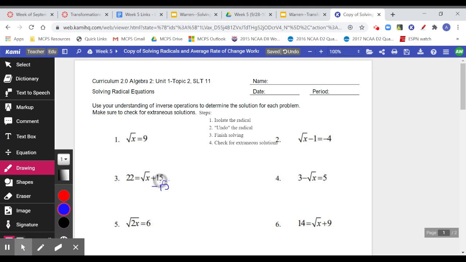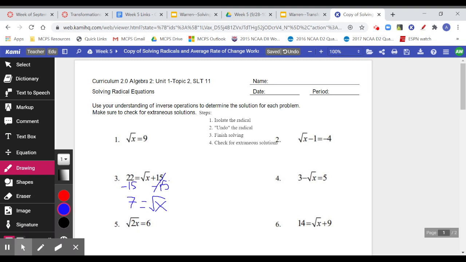Oh, my pen is working absolutely horribly. Sorry about that. Okay, well, when I do that, I'm left with 7 is equal to the square root of x. Okay, step 1 is done. My radical has been isolated. So now I'm on to step 2. I have to undo this radical.